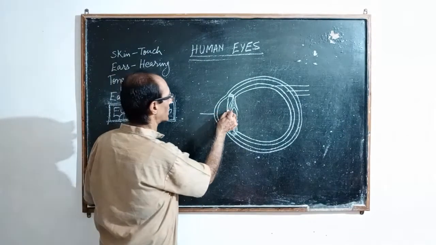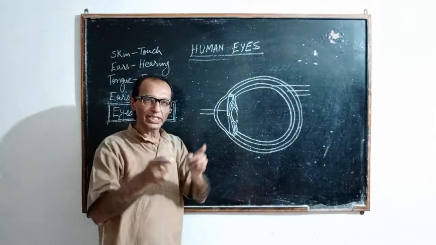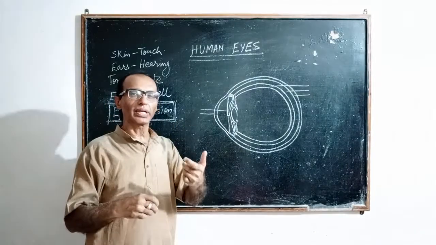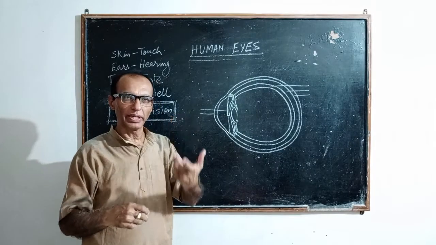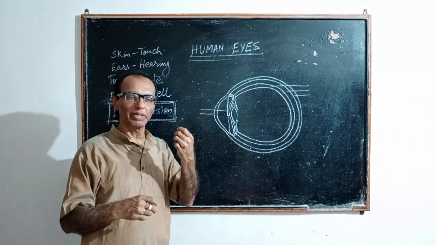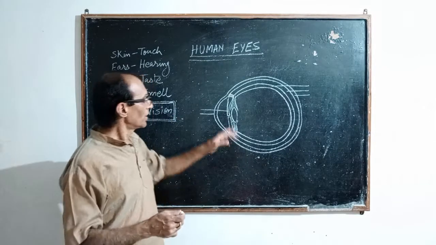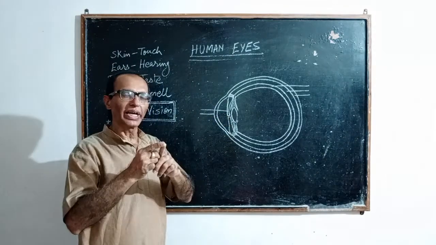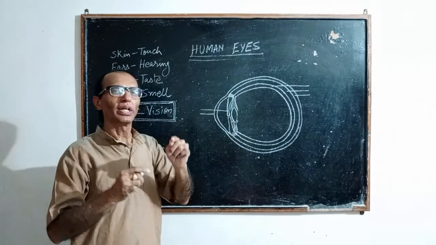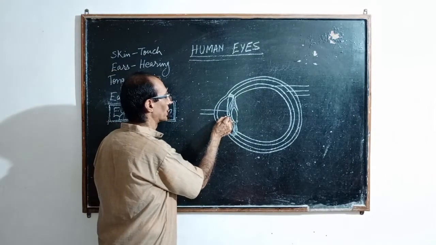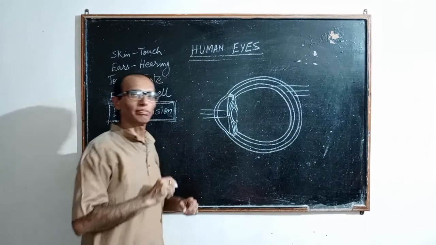That is iris. Inside this circular disc, which may be blue, greenish, black or dark brown in color, there is another hole. That hole is nothing else but this pupil. That is this pupil.